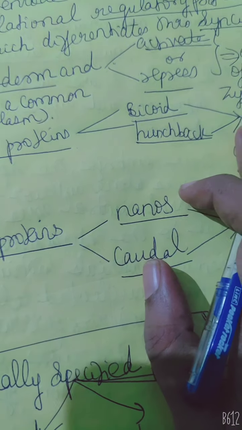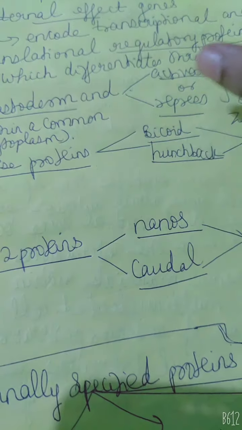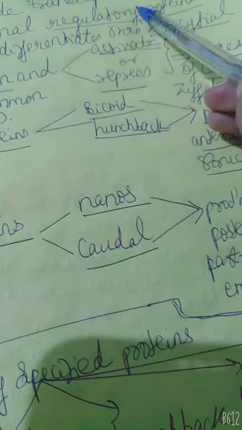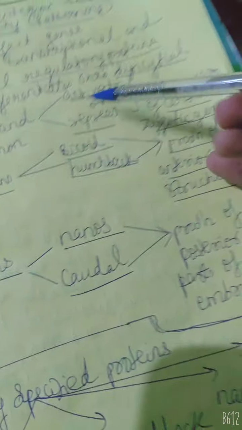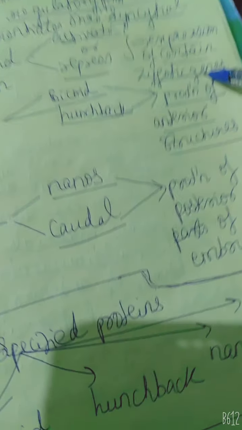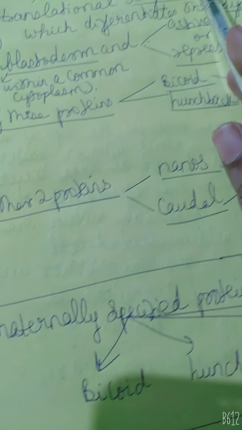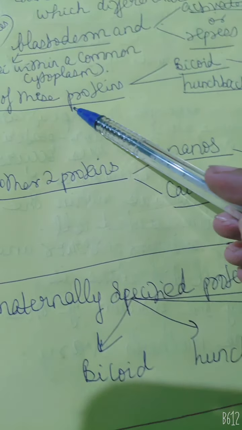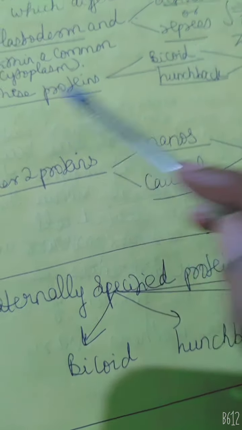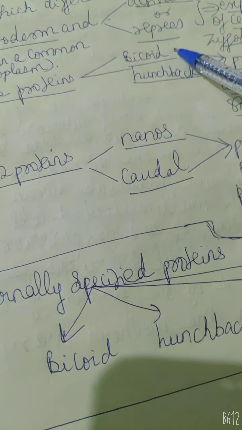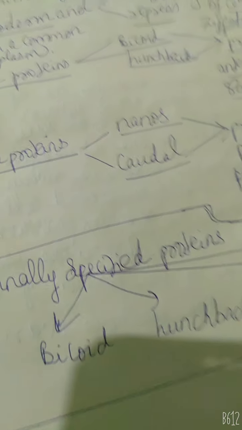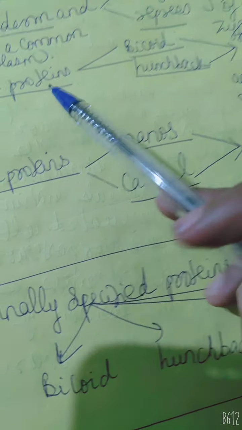So here you have to concentrate only on this much: the maternal effect genes have the capability to produce regulatory proteins which can activate or repress the expression of certain zygotic genes. Now, the proteins which the maternal effect genes produce are of 4 types, and they are named bicoid, hunchback, nanos and caudal. Now I will mention the role of these proteins, what their functions are.